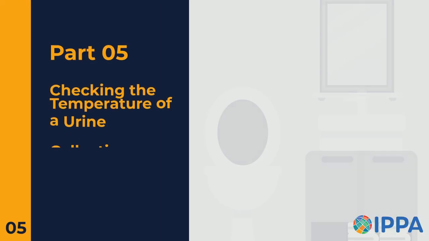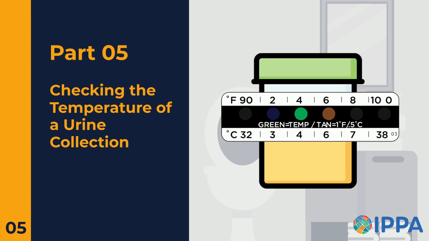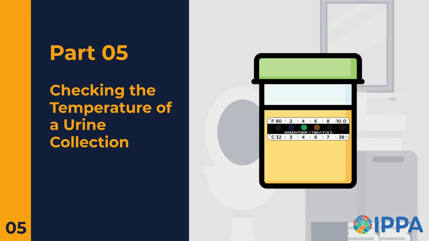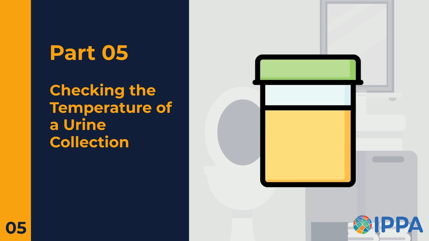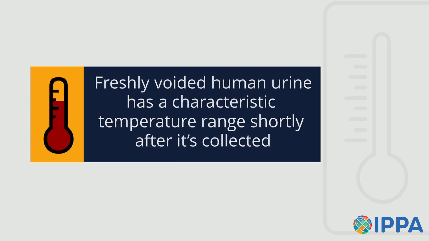Next, checking the temperature of urine after collection is a critical step in the testing process to ensure the sample's integrity and to detect possible tampering or substitution. This method is based on the premise that freshly voided human urine has a characteristic temperature range shortly after it's collected. Here's how temperature checking aids in the process. Verification of freshness. Normal range.